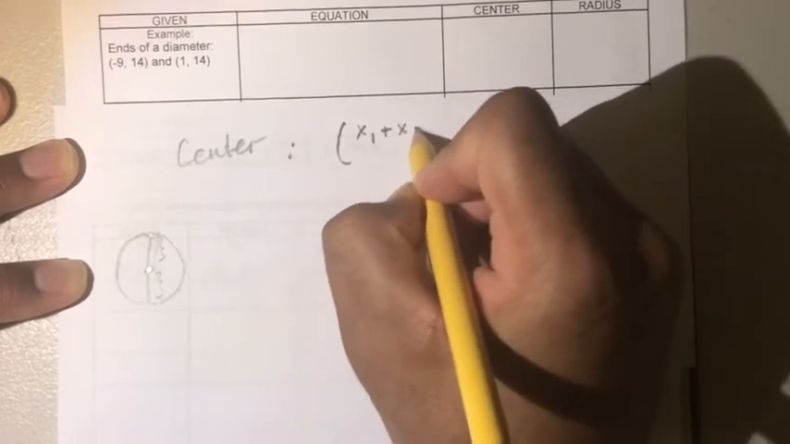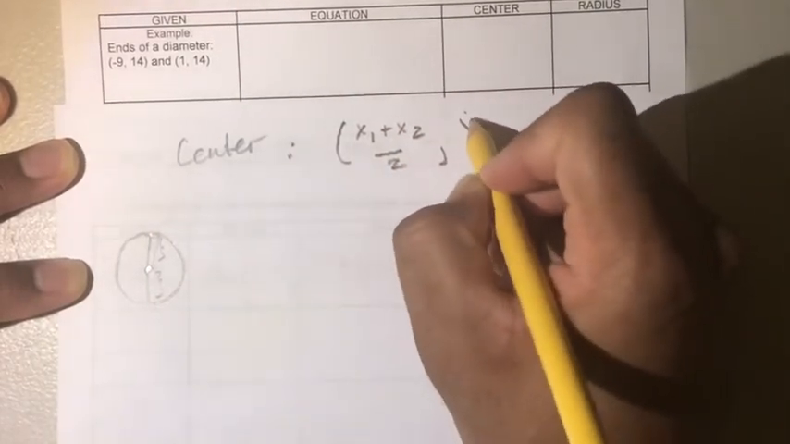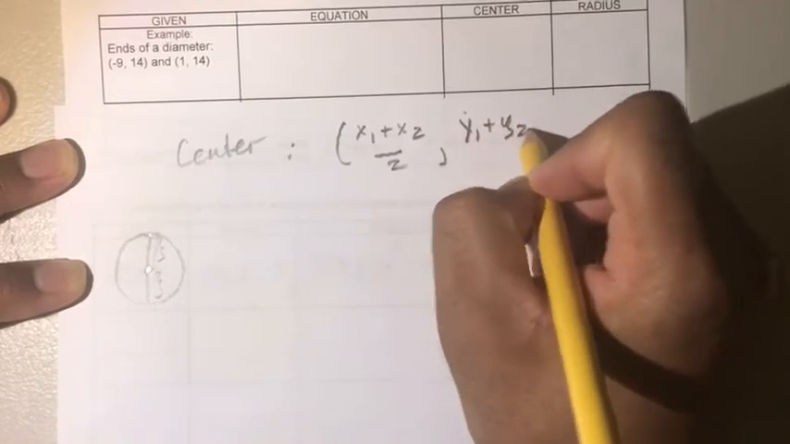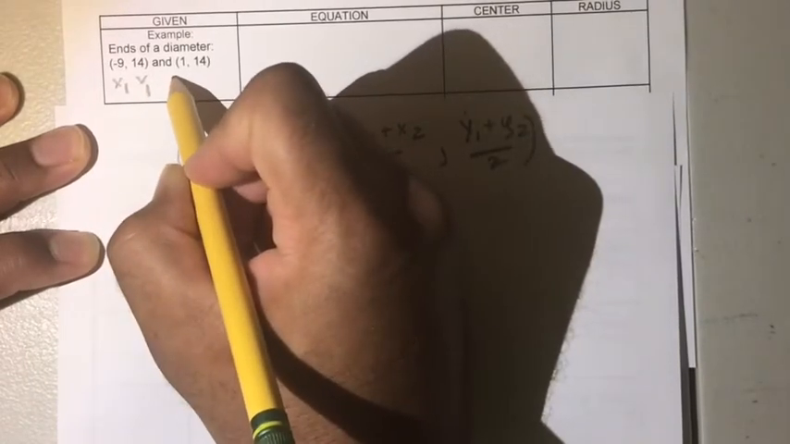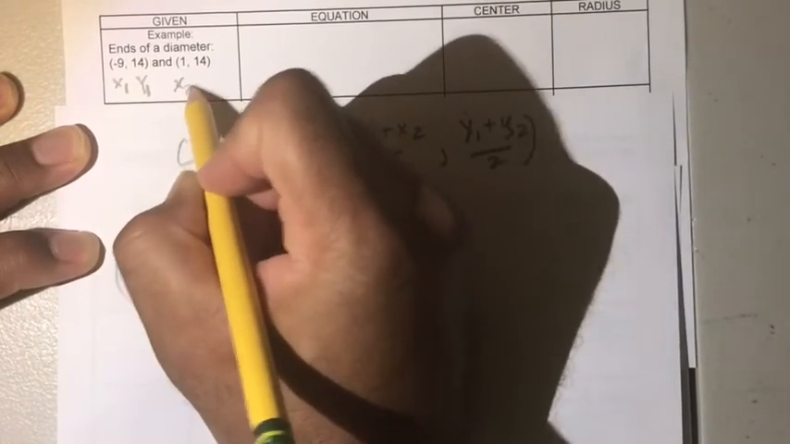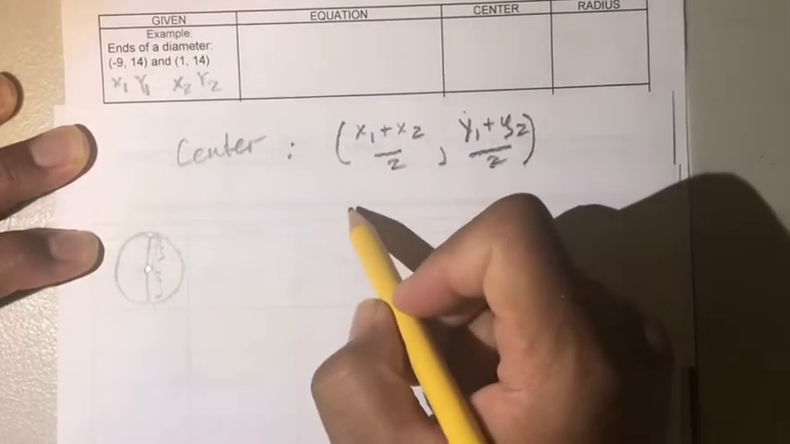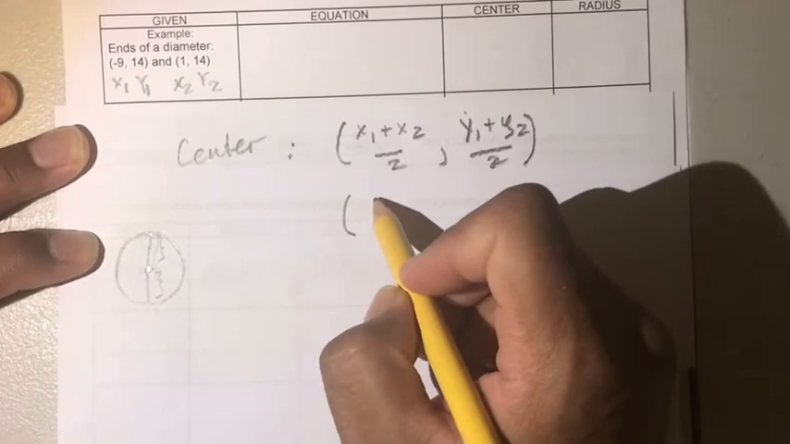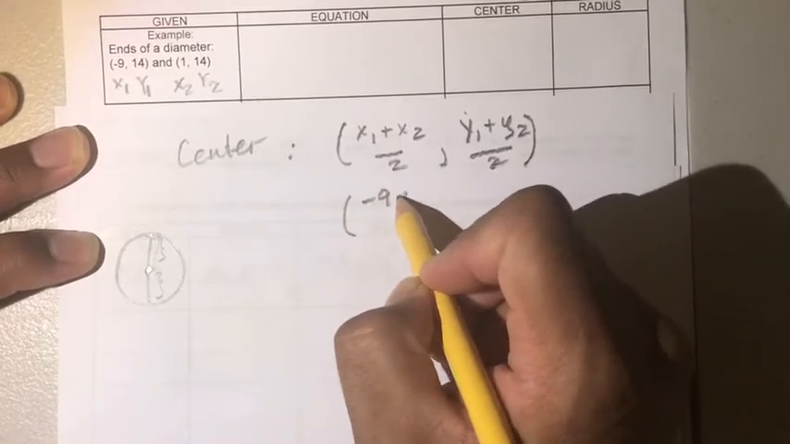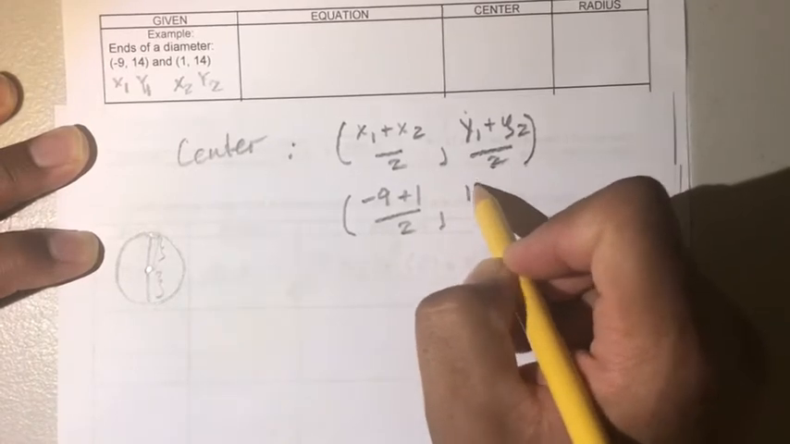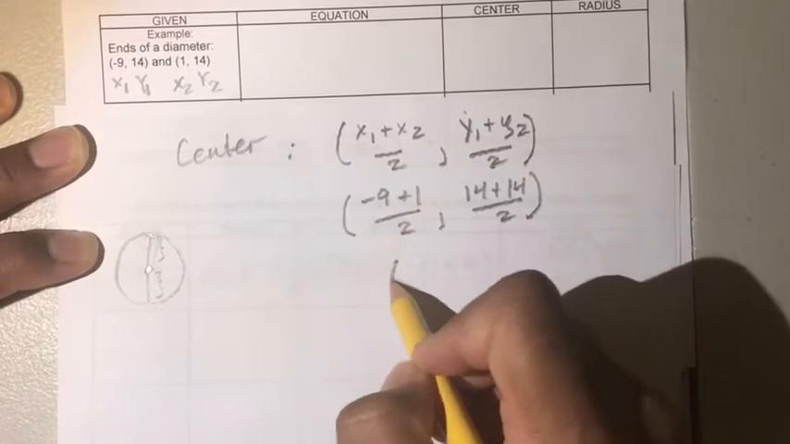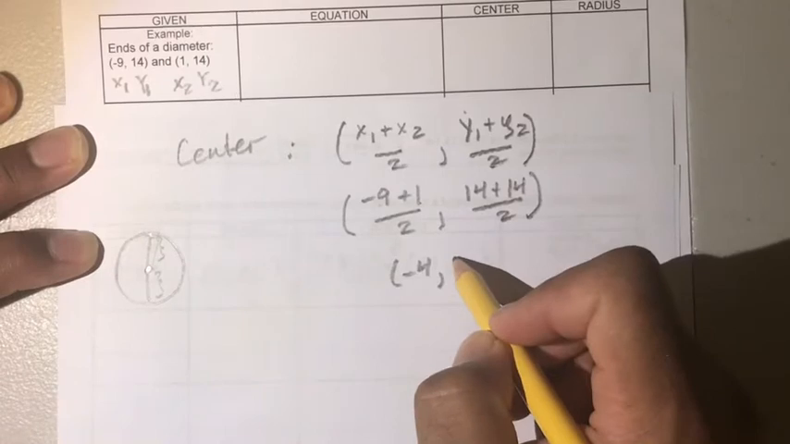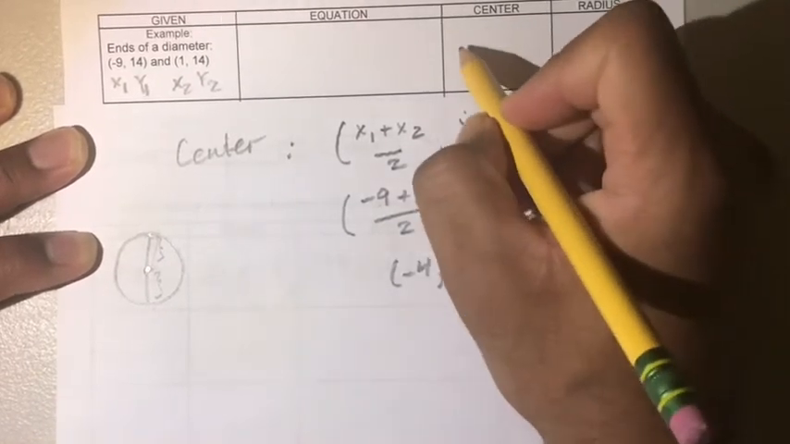So let's start with the center, and we'll find that by using the midpoint formula, which simply says take the average of the x-coordinates and the average of the y-coordinates. All right, so if I call this x1, y1, and I call this one x2, y2, so we can keep track of our numbers and where they're supposed to go, then -9 plus 1 over 2, and then I have 14 plus 14 over 2. -9 plus 1 is -8, divided by 2 is -4, and the average of 14 and 14 is just 14. So now we have the center.